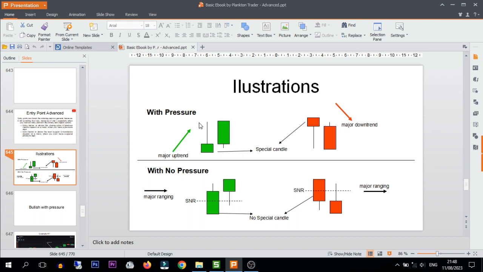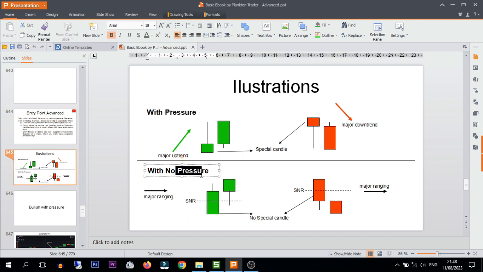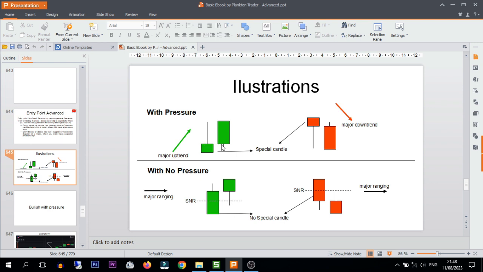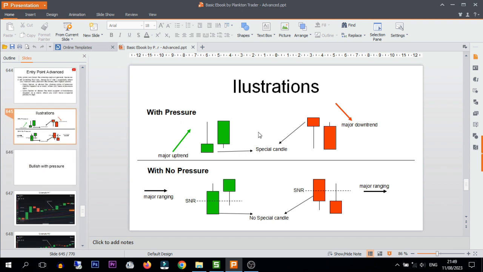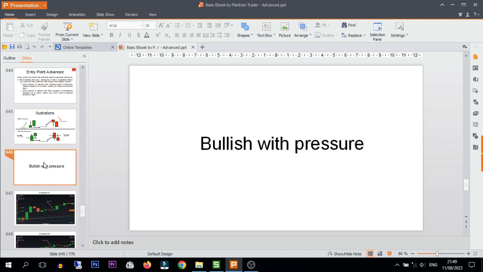Now the entry point illustration: entry point with pressure and with no pressure. With pressure, you can enter only below the closing price of the previous candle or above the closing price of the previous candle, depending on the trend. But with no pressure, you have to get the SNR. It's not enough to enter just below the opening or above the closing price of the previous candle, because no pressure means more ranging, while with pressure means a trend. So you will get this in the example.